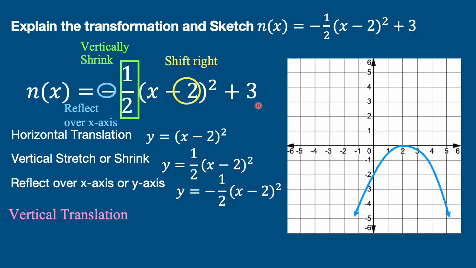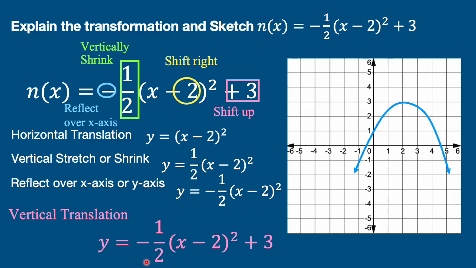That's the vertical translation. That's the positive 3. You're gonna move up 3. So this graph moves up 3. You're gonna change the y value. Add 3 to every point here. So you're gonna slide, move up 3, guys. Then you have the equation y equals negative 1.5(x minus 2) squared plus 3. So look at this. We have 4 transformations. Keep to this order: horizontal translation, vertical stretch and shrink, reflection over the x-axis or y-axis, vertical translation.